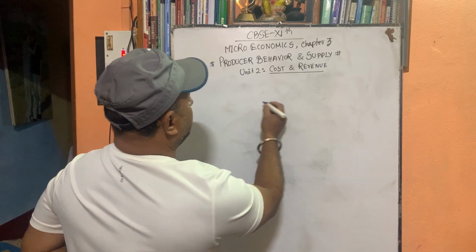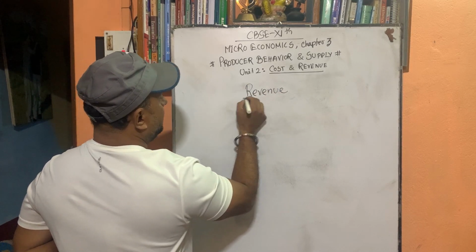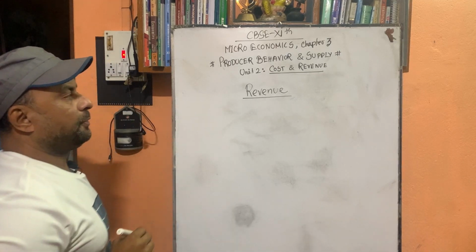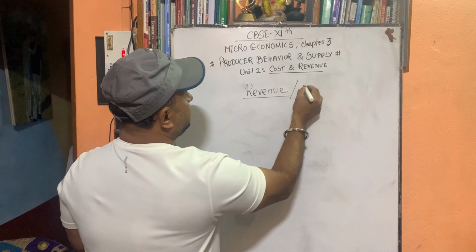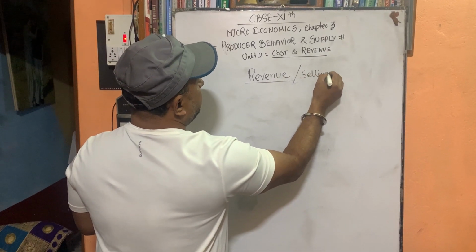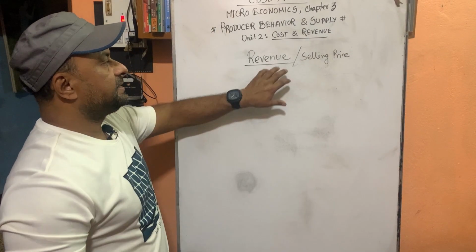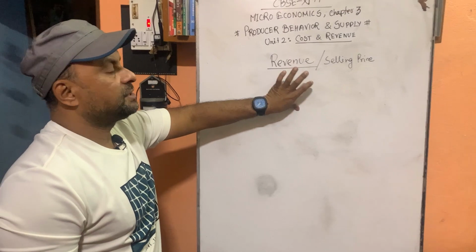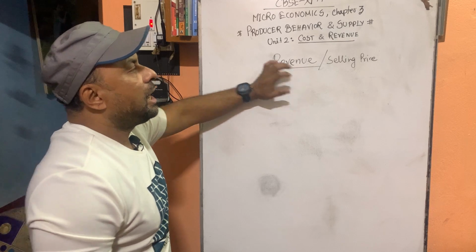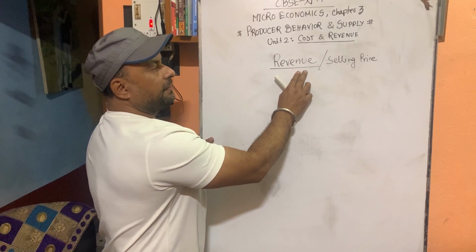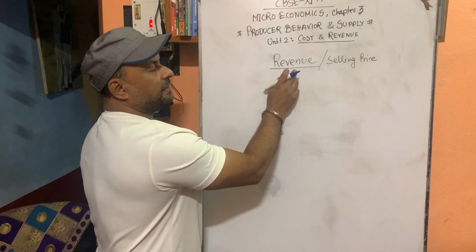Now the next part of the unit is revenue. Revenue means income of the producer. We can say revenue is the selling price. Selling price is nothing but revenue. By selling a product, how much money is received by the producer, this is our revenue. This is not profit. Don't mix up revenue and profit. Revenue means by selling a good, how much he receives. Profit is a different thing, we are coming to it later.